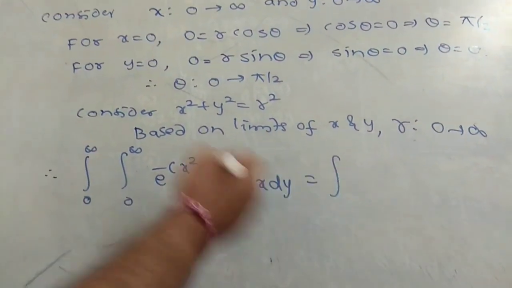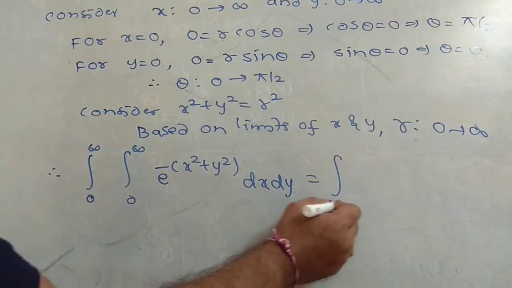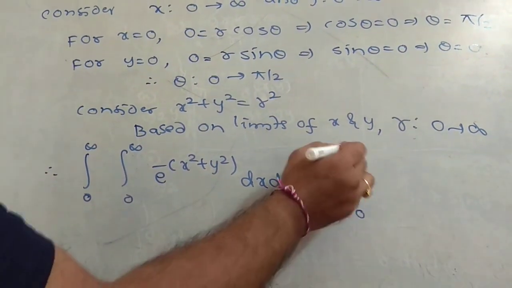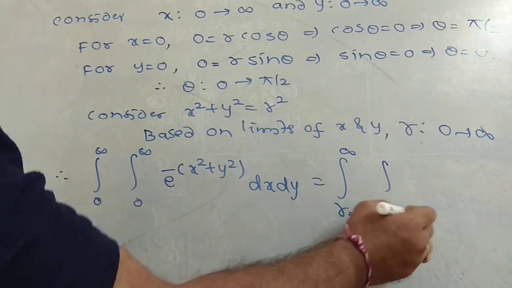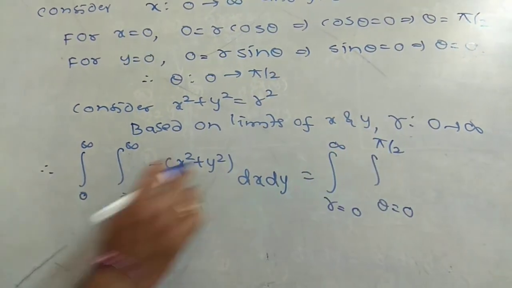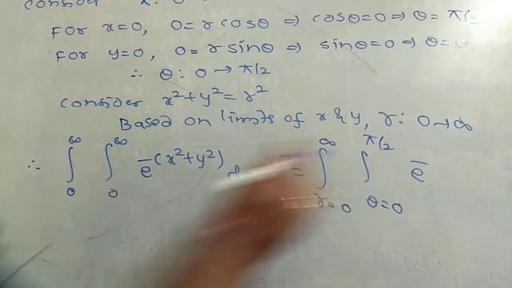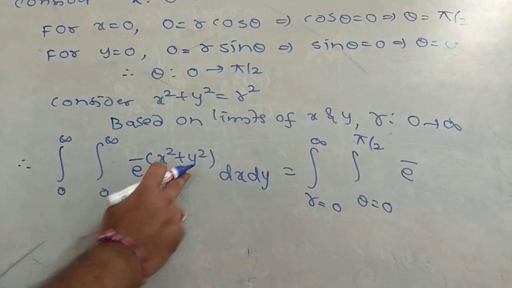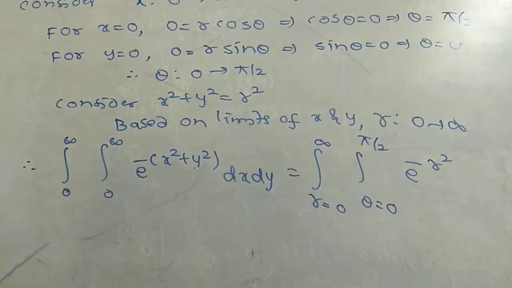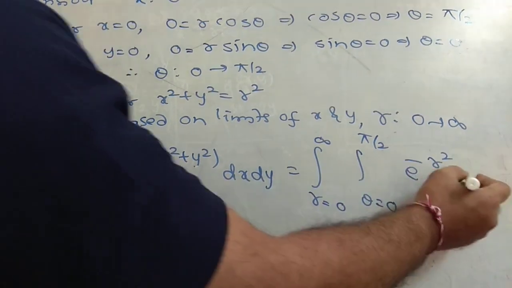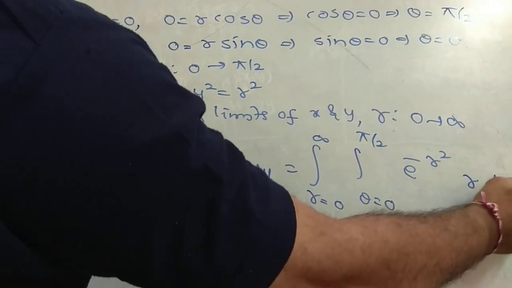This is equal to, you need to write down the new variables. So r limits are 0 to infinity, and theta limits 0 to pi by 2. In your expression, e power minus of x square plus y square value is nothing but r square. And dx dy is r into dr d theta.